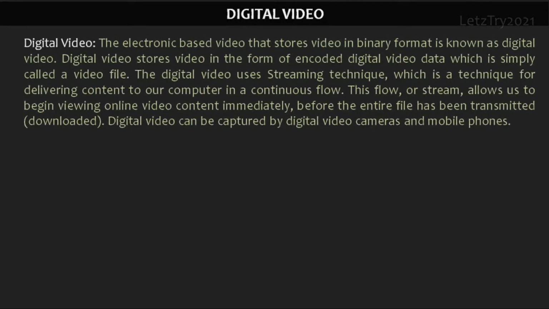Let us know what is digital video. The electronic based video that stores video in binary format is known as digital video. Digital video stores video in the form of encoded digital video data, which is simply called a video file. The digital video uses streaming technique, which is a technique for delivering content to our computer in a continuous flow. This flow or stream allows us to begin viewing online video content immediately before the entire file has been transmitted or downloaded. Digital video can be captured by digital video cameras and mobile phones.